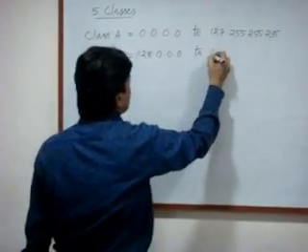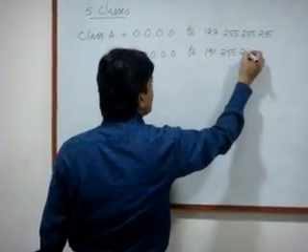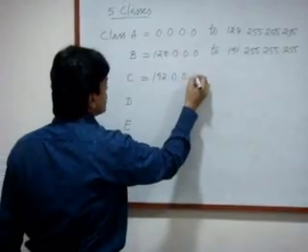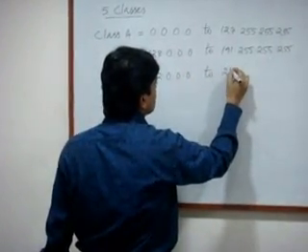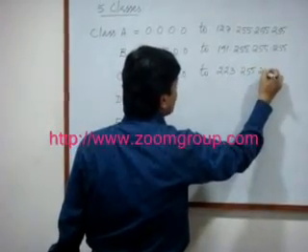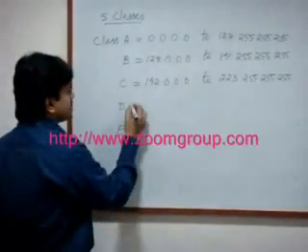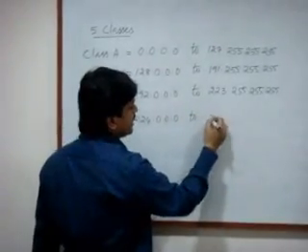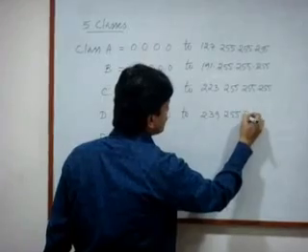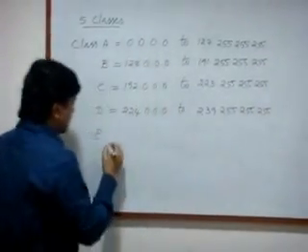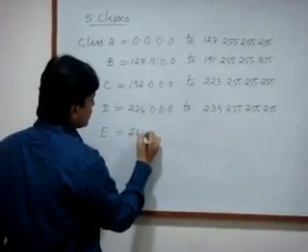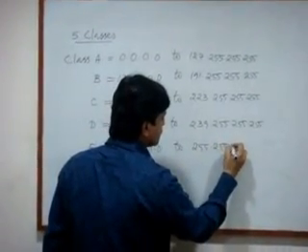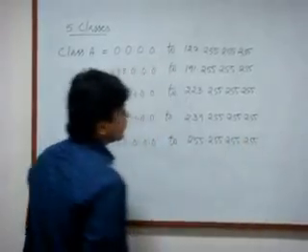128.0.0.0 to 191.255.255.255, and then the class C range is 192.0.0.0 to 223.255.255.255, and then the class D range is 224.0.0.0 to 239.255.255.255, and the class E range is 240.0.0.0 to 255.255.255.255. So these are the 5 classes.